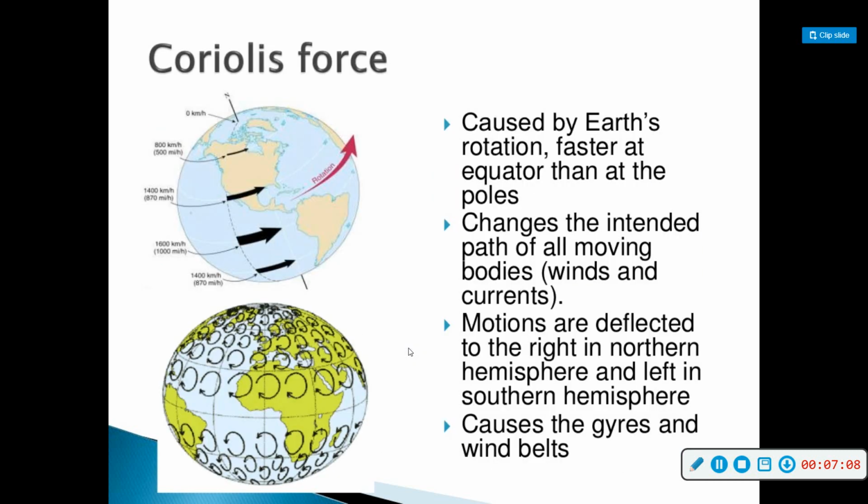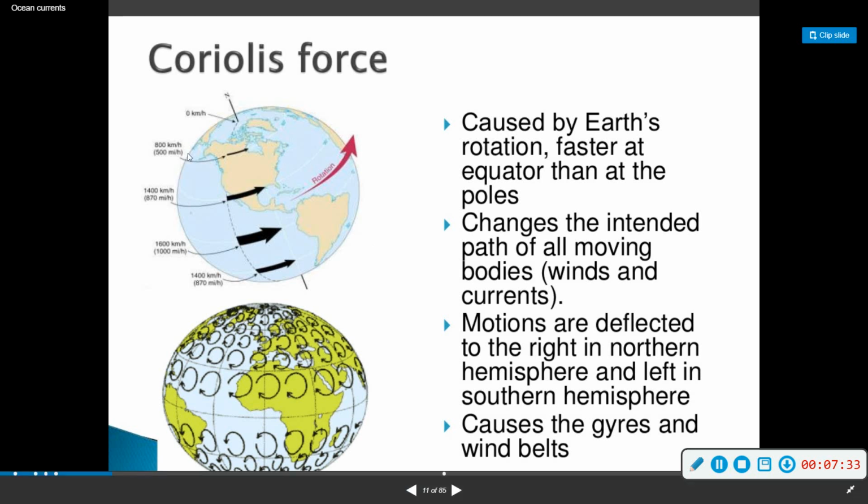Coriolis force is caused by Earth's rotation, faster at the equator than at the poles. This changes the intended path of all moving bodies, winds, and currents. Motions are deflected to the right in the northern hemisphere and to the left in the southern hemisphere. This causes gyres and wind belts.